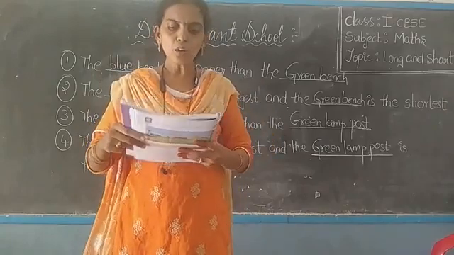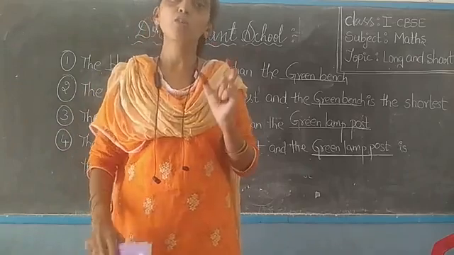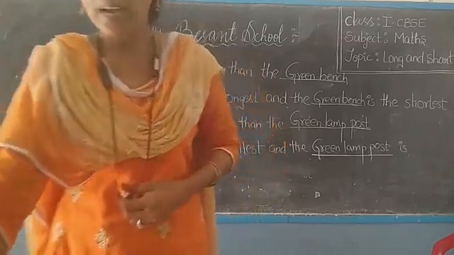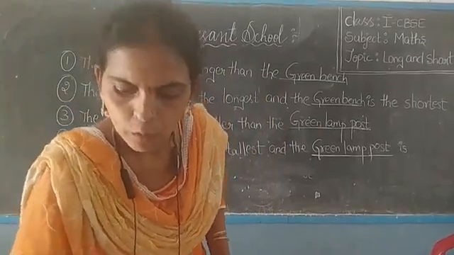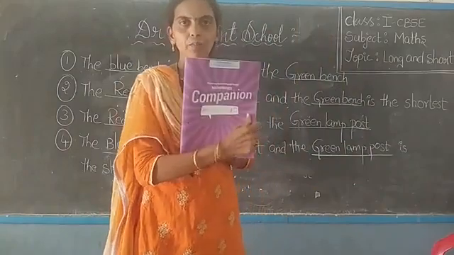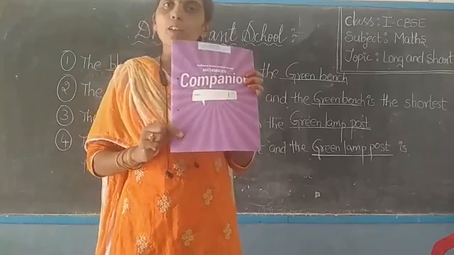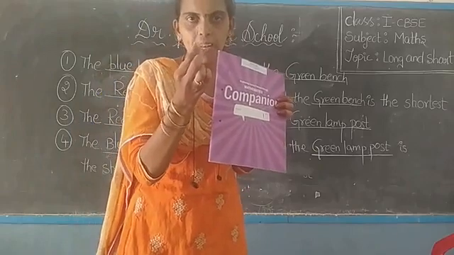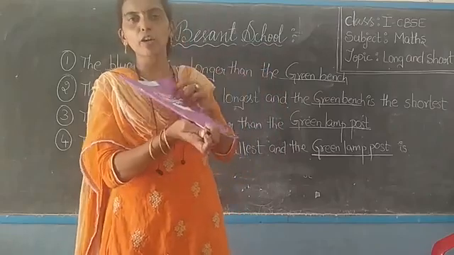Good. So there are some activities to measure the length of objects. For example, I am taking one book to show you a small activity. I am holding this companion book. I want to measure the length of this book, with the help of this safety pin. See how I am going to measure.